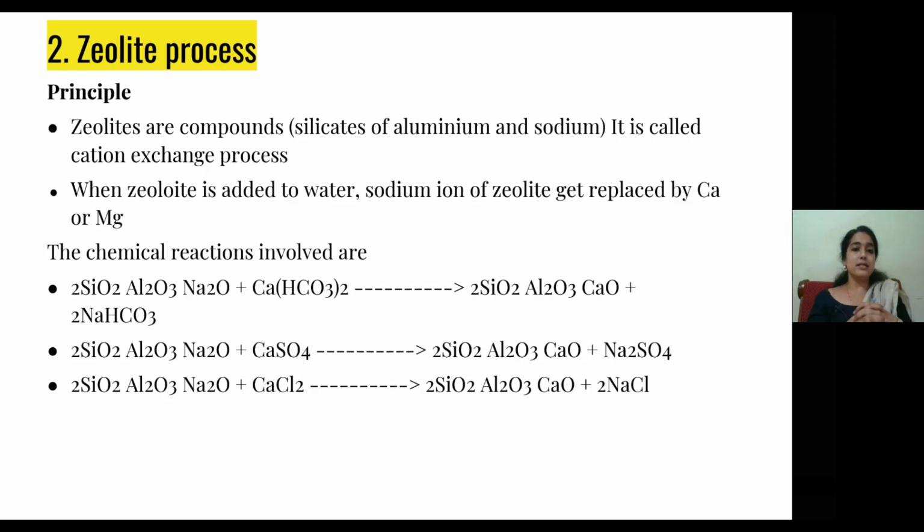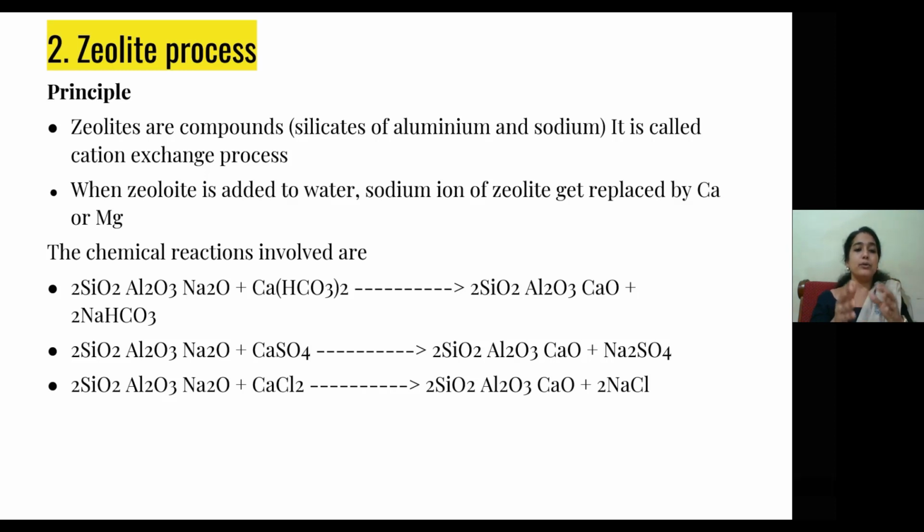The second method is the zeolite process. These zeolites are compounds of silicates of aluminum and sodium, and it is also called the cation exchange process. When zeolite is added to water, the sodium ion of the zeolite gets replaced by calcium or magnesium. The chemical reactions involved: the zeolite is 2SiO2 Al2O3 Na2O. This is the chemical representation of zeolite.